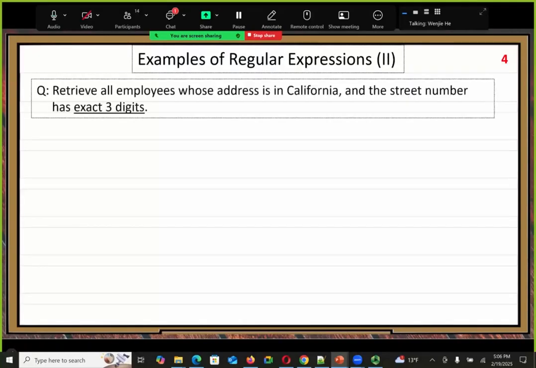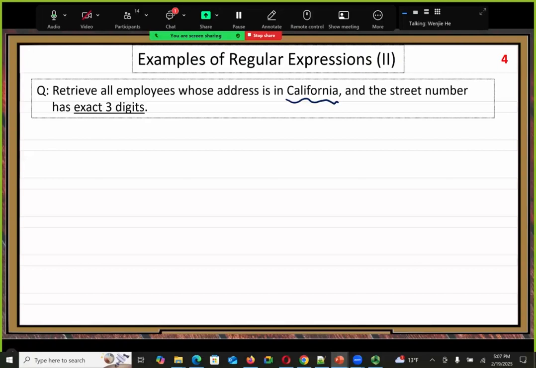All right, some more examples. Next example: retrieve all employees whose address is in California, and the street number has exactly 3 digits. The state information is usually at the end of the address, and the street number usually appears at the beginning of the address, if the data has that property. If we understand it that way, here we need to use the regular expression. We cannot use the like operator.